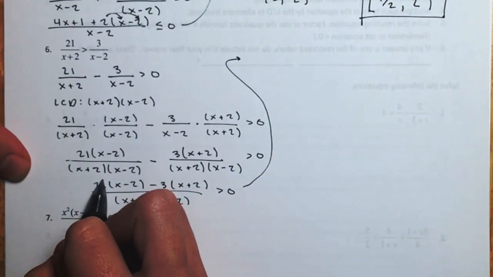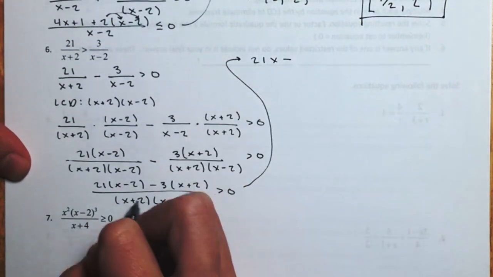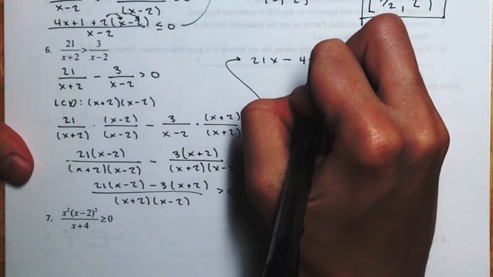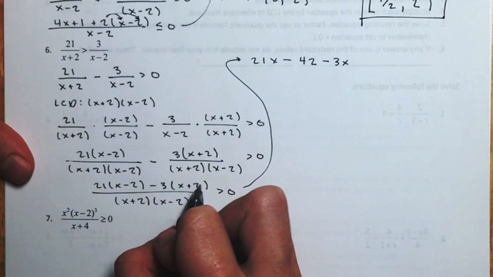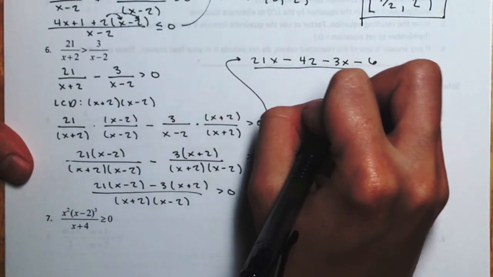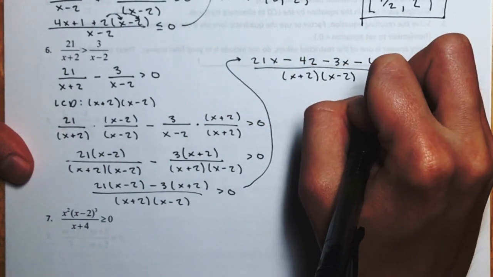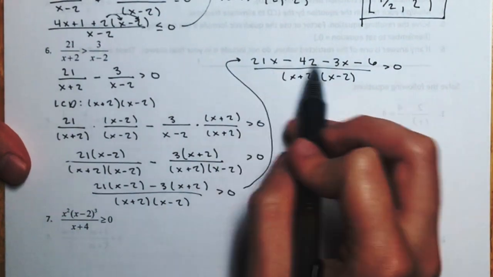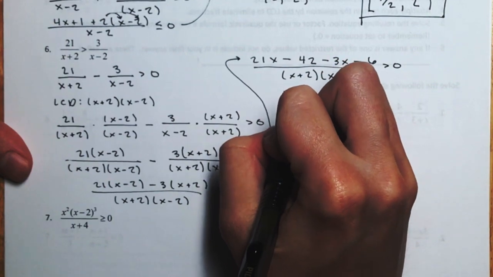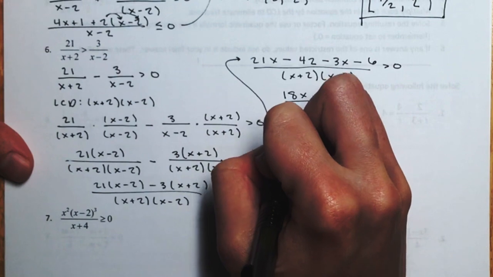So 21, we want to distribute, so we get 21x minus 2 times 21 is 42. And then minus 3 times x, so minus 3x minus 6, all over the same denominator. I combine like terms, I get 18x minus 48 over this stuff.